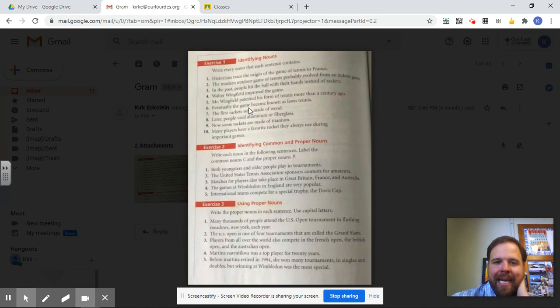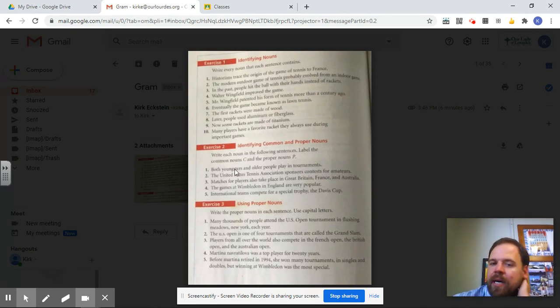Number five, Mr. Wingfield, form, tennis, century. Number six, game, tennis. Lawn is not a noun in this case, it's an adjective. Number seven, rackets, wood. Number eight, people, aluminum, fiberglass. Number nine, rackets, titanium. Number 10, players, racket, games. Okay, so if you have any questions about any of those, or if I missed one, which can happen sometimes, just shoot me a comment or shoot me an email.